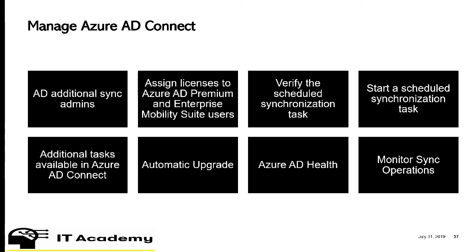The risk to our environment is that if Azure AD Connect fails, users may not be able to log on to resources controlled through Azure AD Connect. So, what are the things we need to do to keep Azure AD Connect up and running?